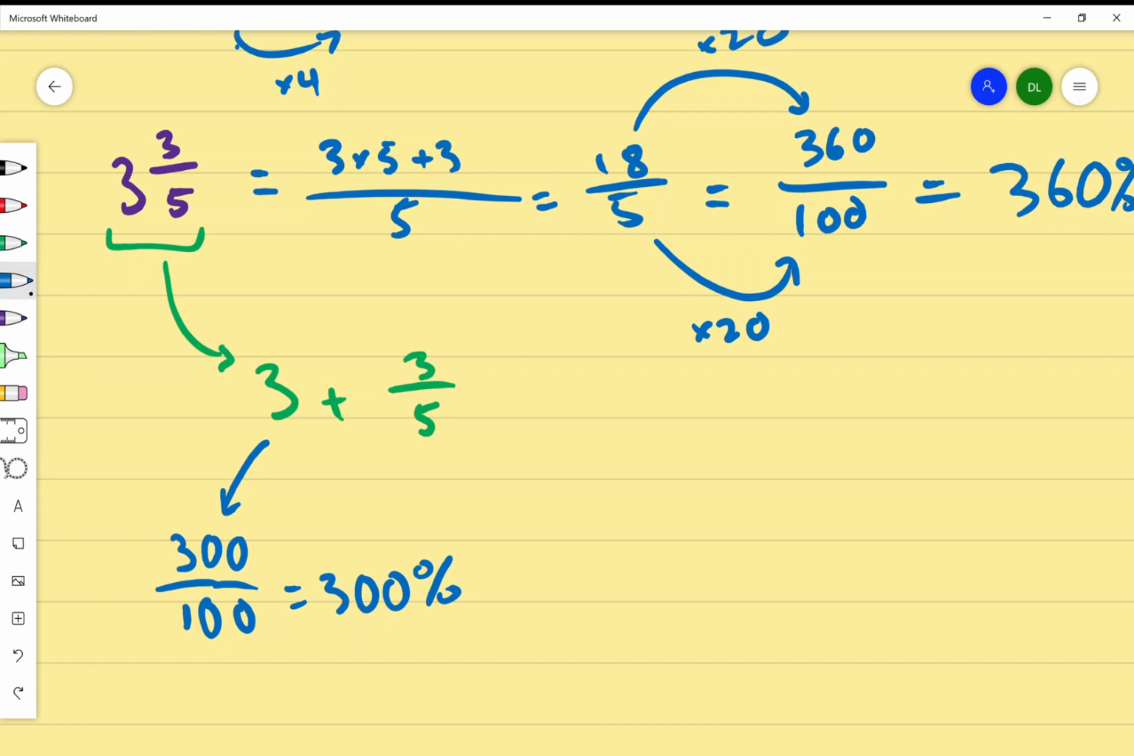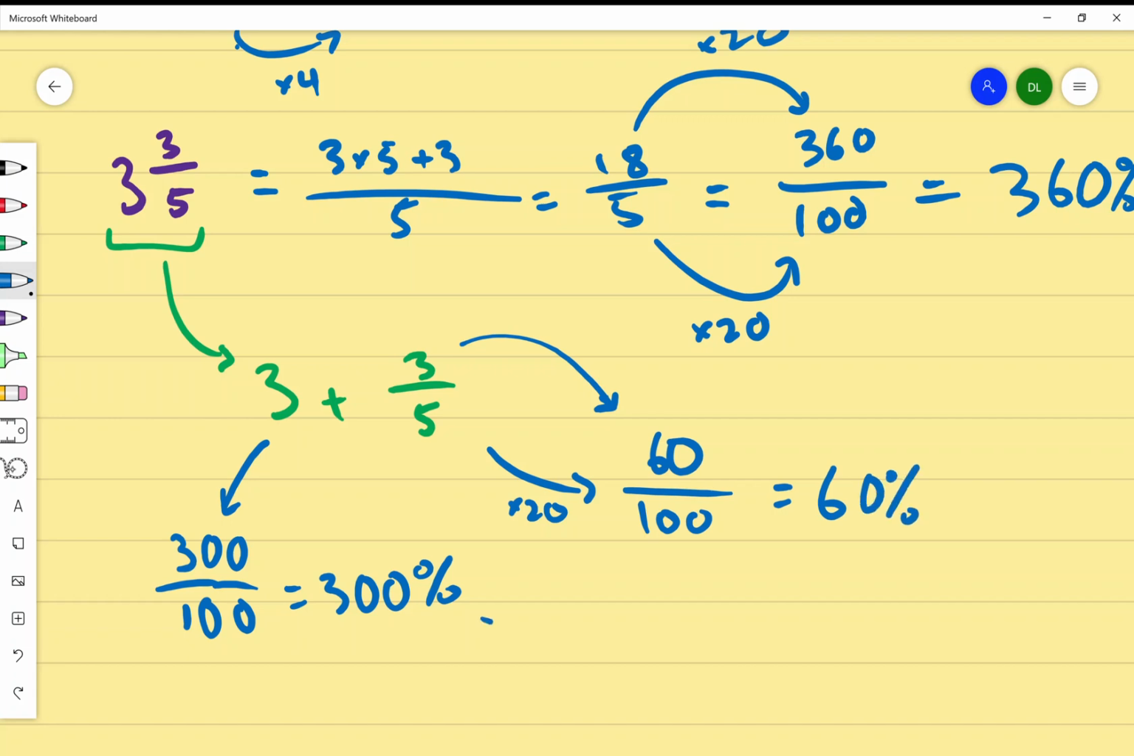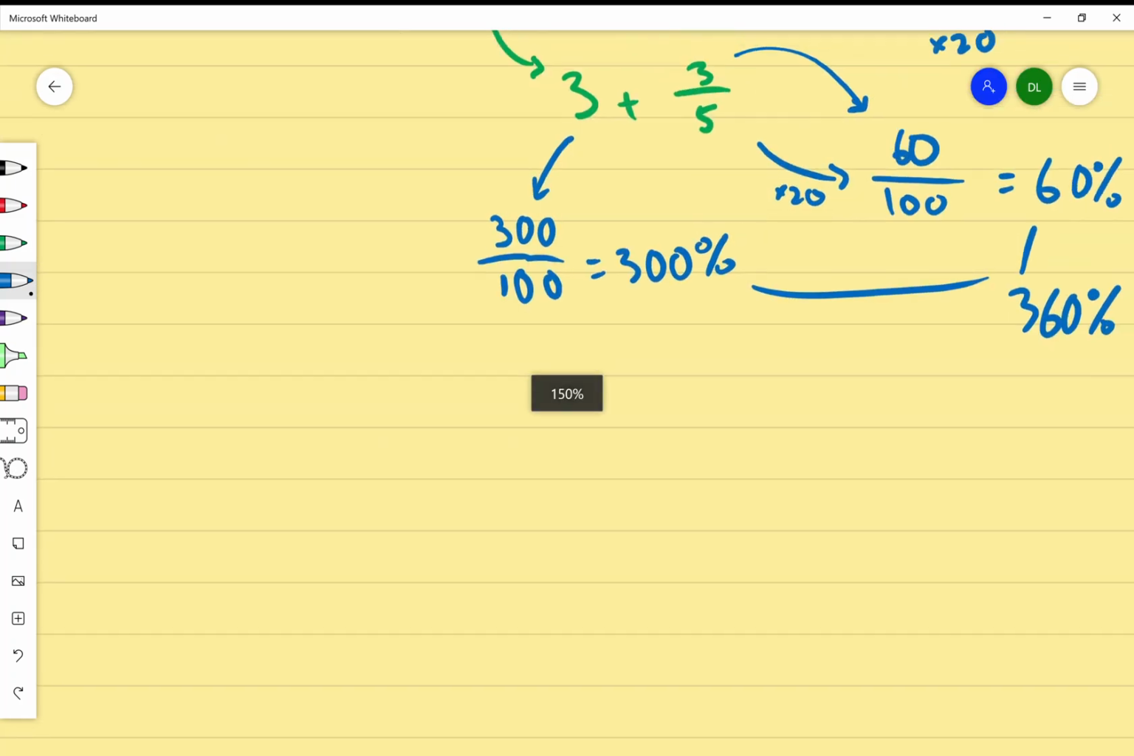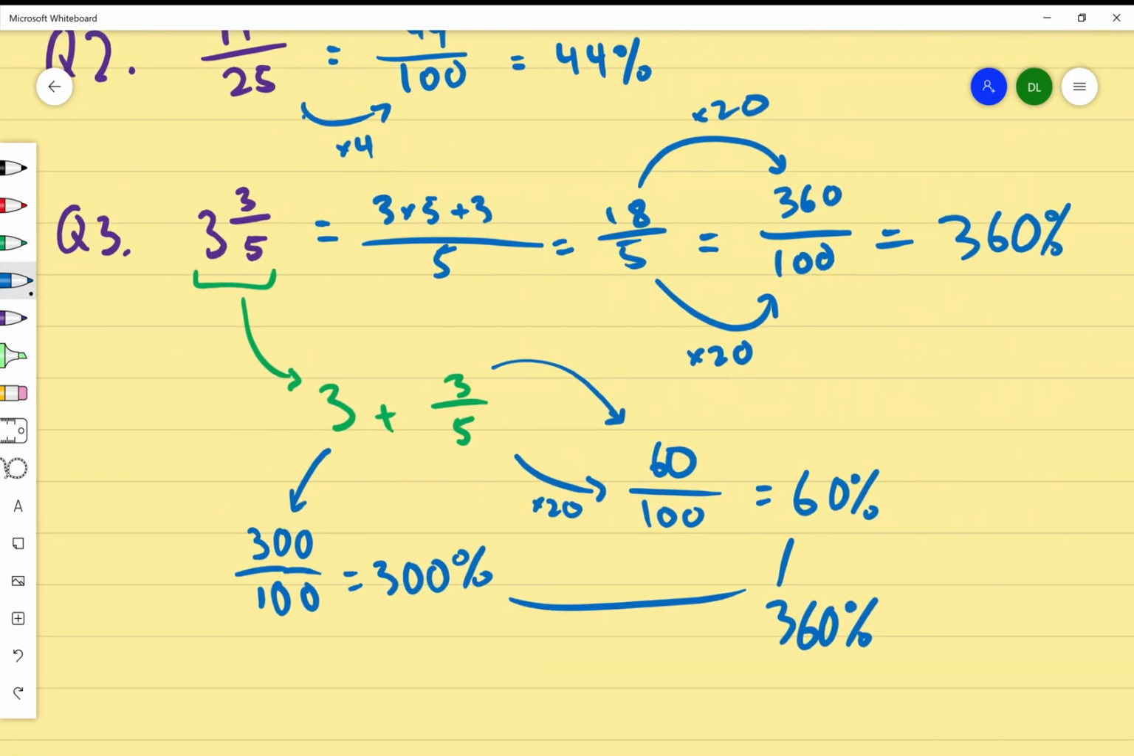Now, 3 over 5. I have to make the denominator 100, don't I? So I times that by 20. I have to times the top by 20, and I get 60. Which is, Taylor? 60%. Good. And then I add 300, and I get 360%. They both work. You're more than welcome to use either.